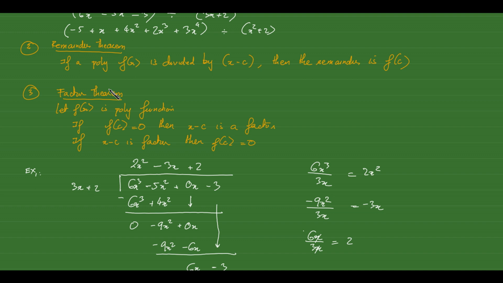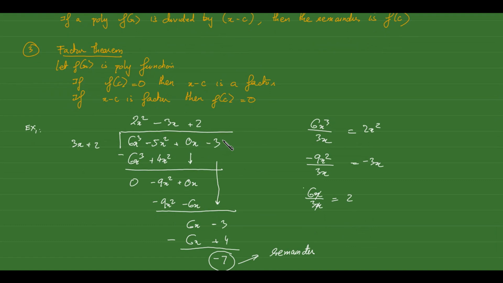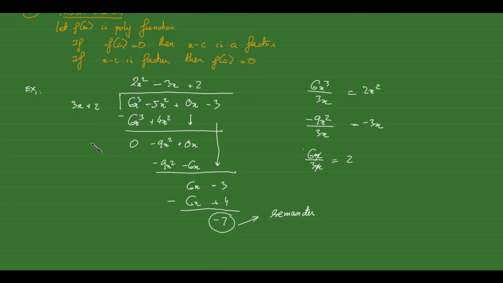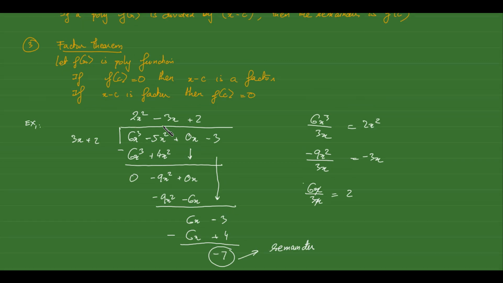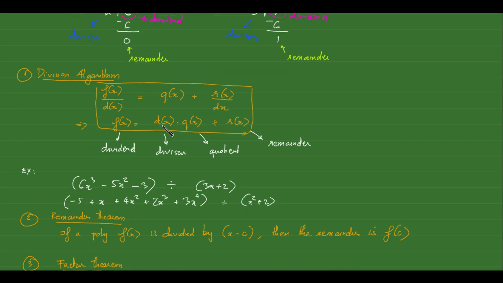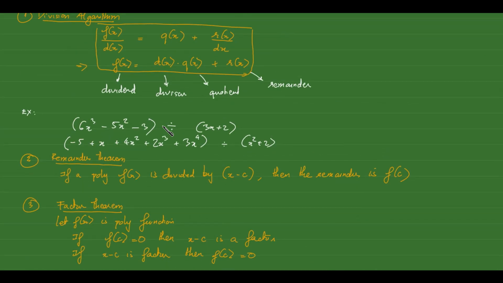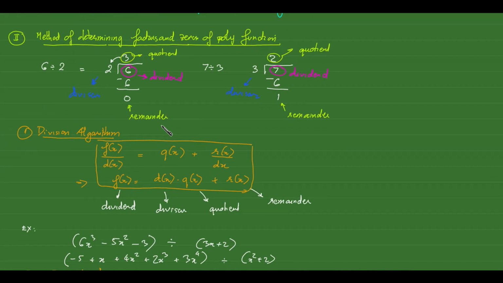Alright, good. So that's how you use long division, or we call that the division algorithm, to check if x minus c is a factor. There's another way, another type of division we call synthetic division.